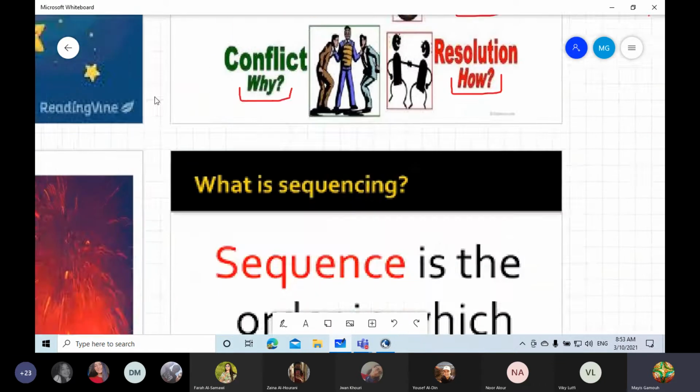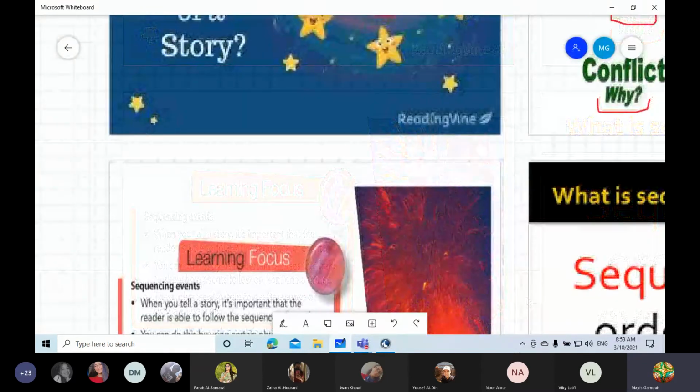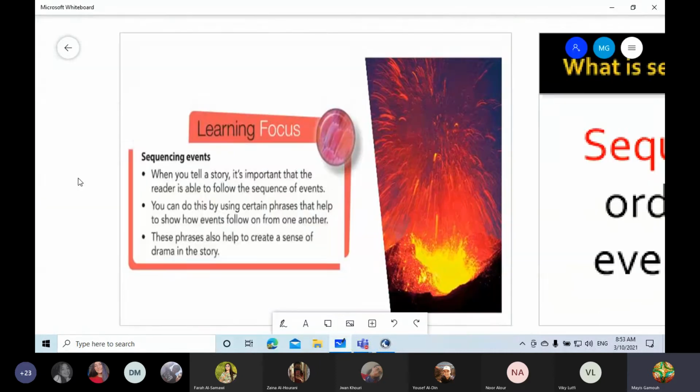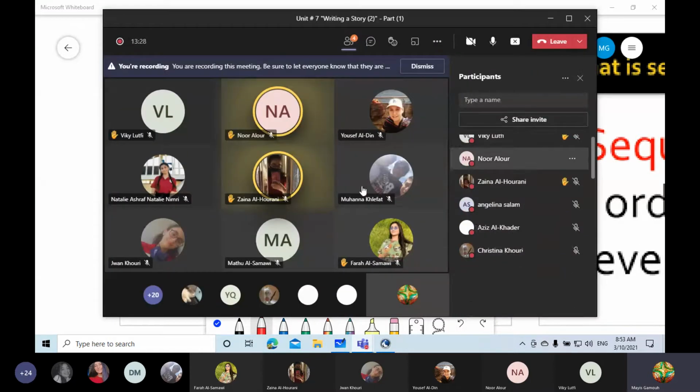All right, that's good. In order to write a story, there are events in the story, which is the plot, right? So I want my events to be in sequence. What do I mean by the word sequence? Let me see who would like to read. I want Noor. Yalla, Noor.